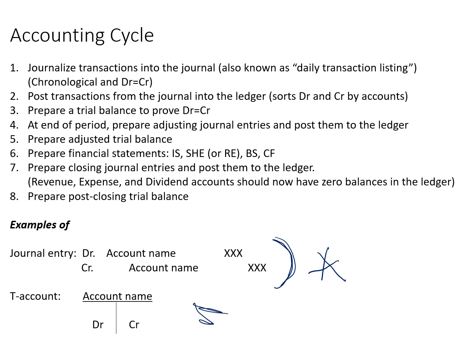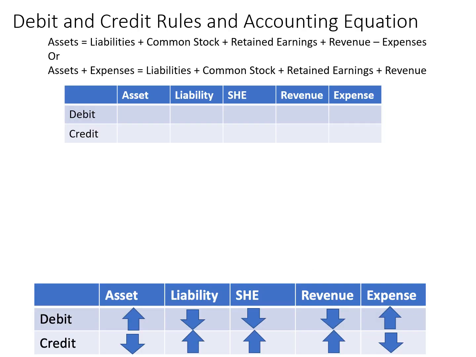If I then posted it to the T accounts, I would have an account for food expense, and I would have another T account for accounts payable. But let's just practice the debit credit rule. So that's what we're going to do next.